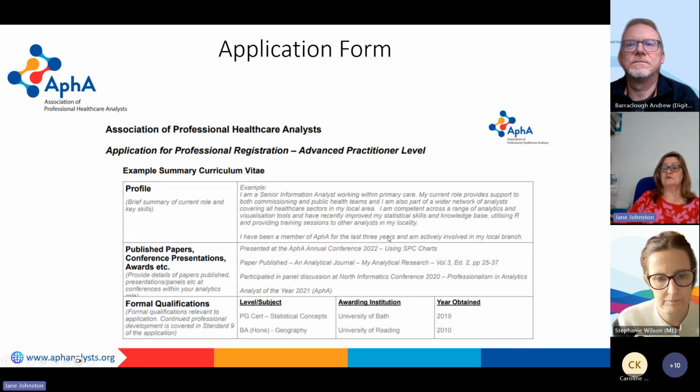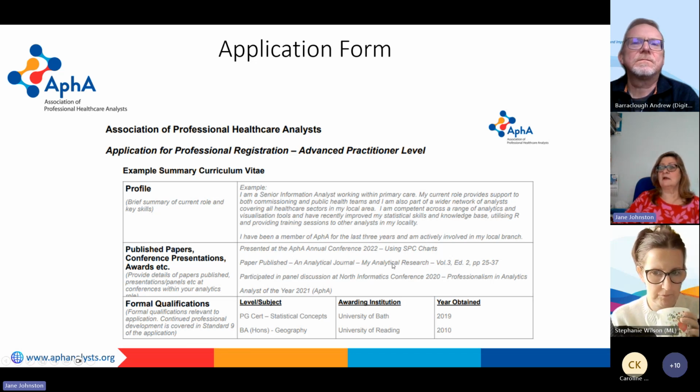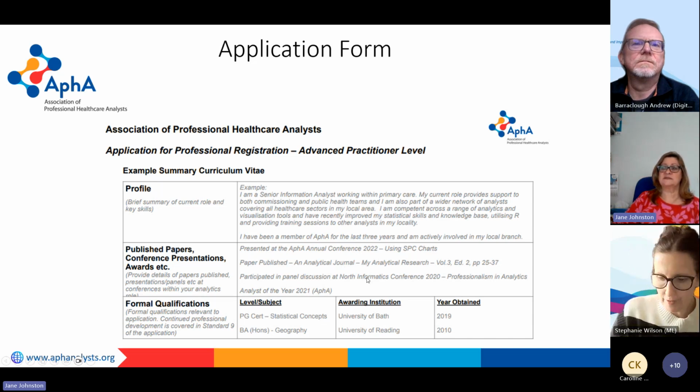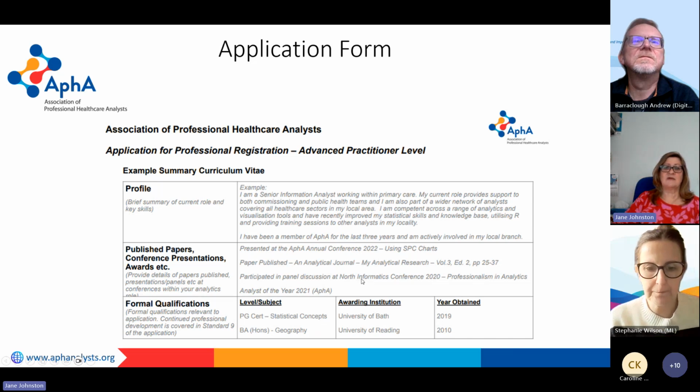So the application form itself, it asks for a profile. We're not asking for an entire CV. We literally just want a few lines about yourself. If you've had any published papers, have you presented at a conference? Have you done a blog for, say, the AFA magazine? Have you been on a panel discussion? Have you received an Analyst of the Year award previously at AFA?